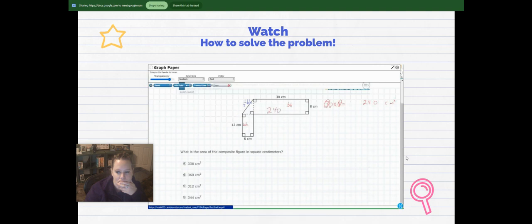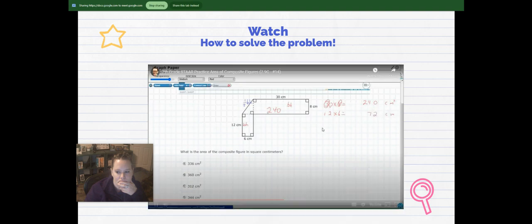Let's do this other one. I've got the 6 times 12. All right, so 12 times 6. And that's just a basic fact, right? 72. Let's make sure I line them up. Square centimeters.